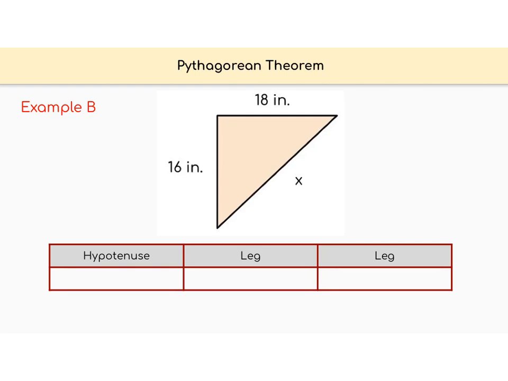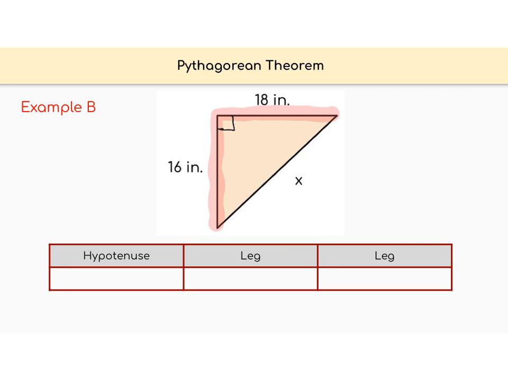Okay, next we have example B. So again, we have an example of a right triangle. How do I know it? I have two perpendicular lines. They intersect to form a perfect 90-degree right angle. And I'm going to indicate that with a little square right here.